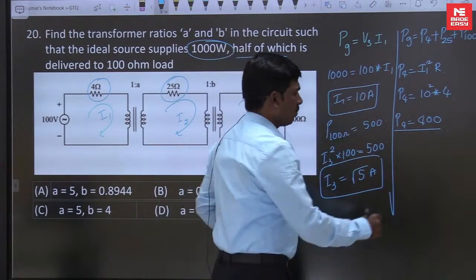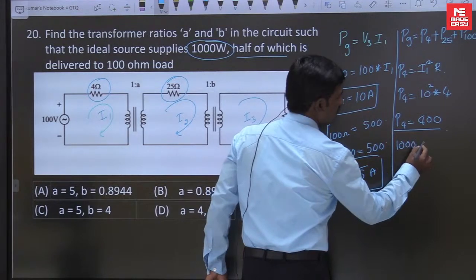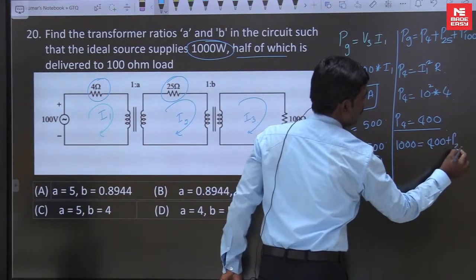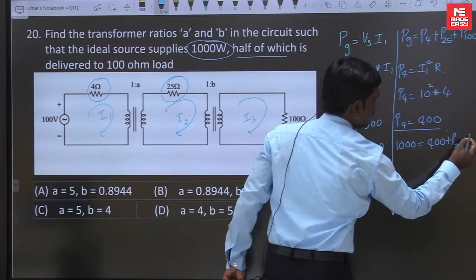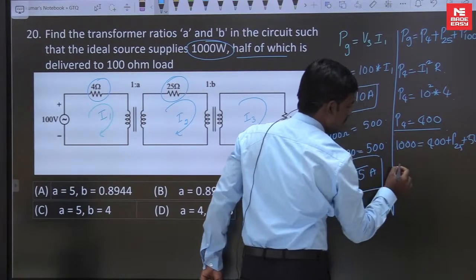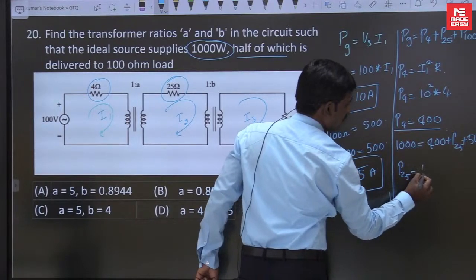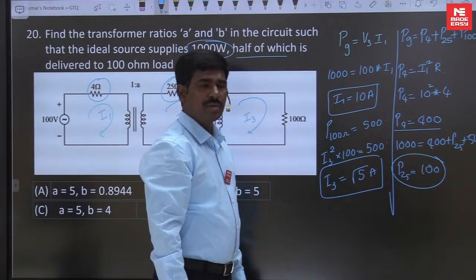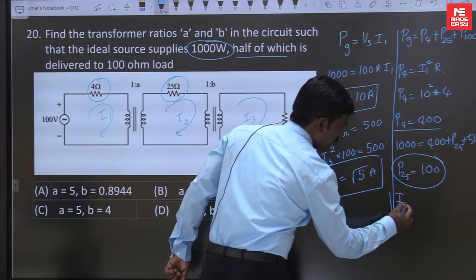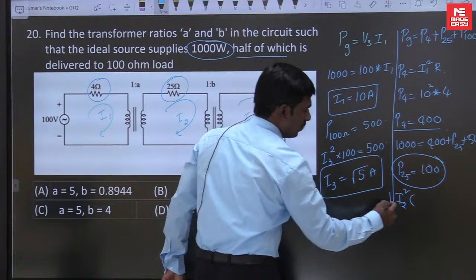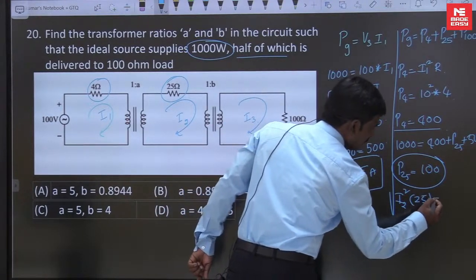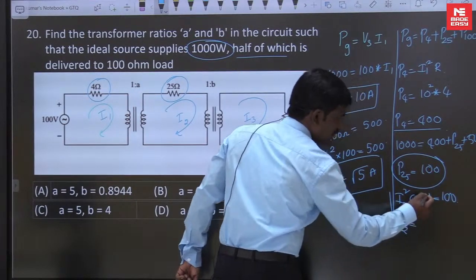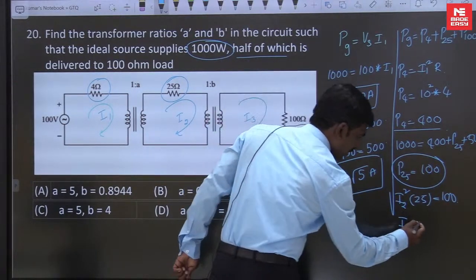Substitute here now. Pg is 1000. P4 is 400. P25 we don't know. P100 is 500. From this you get P25 is equal to 100. So I2 square into R is equal to 25, so I2 square into 25 is 100. I2 is equal to 100 by 25 is 4, so I2 is 2 amperes.